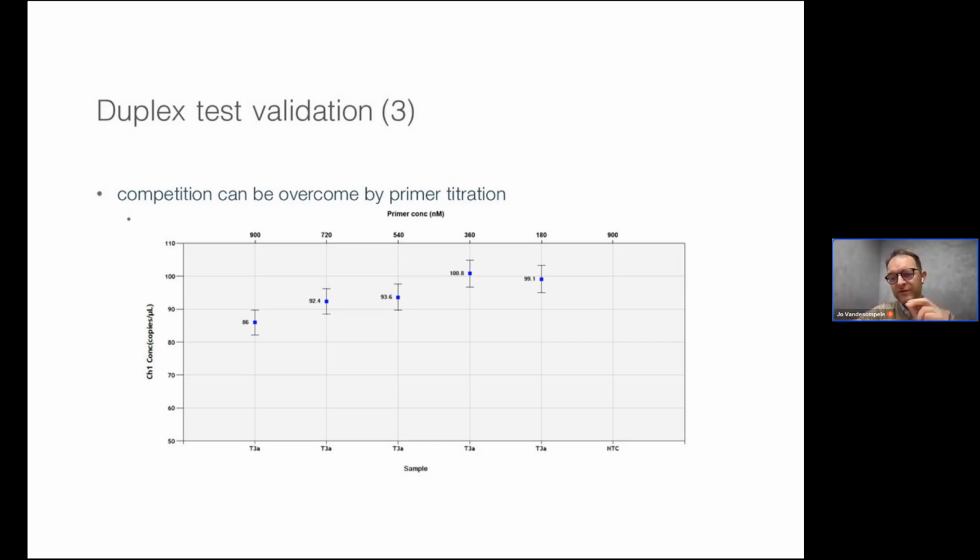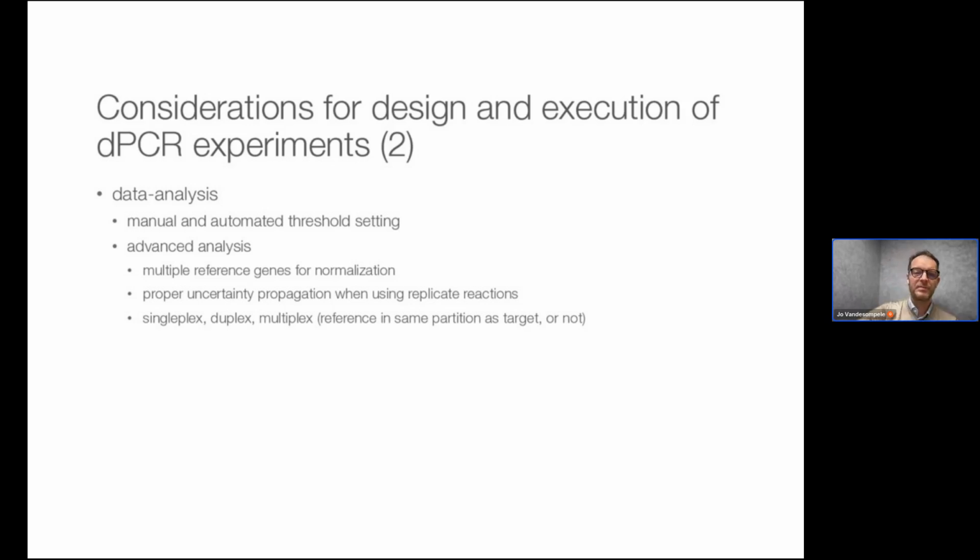So it is important to do this kind of validation and verification experiments. The dMIQE guidelines end with a lot of considerations for design and execution of the experiments, including data analysis, how to do manual or automated clustering, and there are some caveats in there, but also how to do advanced data analysis, for instance, to use multiple reference genes to do a proper propagation of replicates, so propagation of the uncertainty, but also how to do multiplex data analysis independent of the particular experiment design.